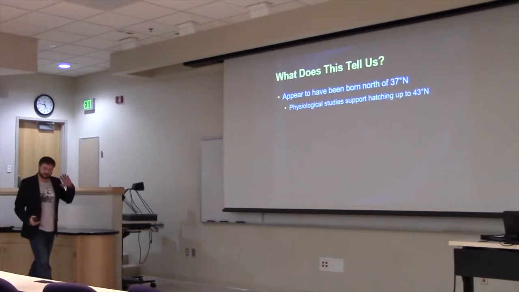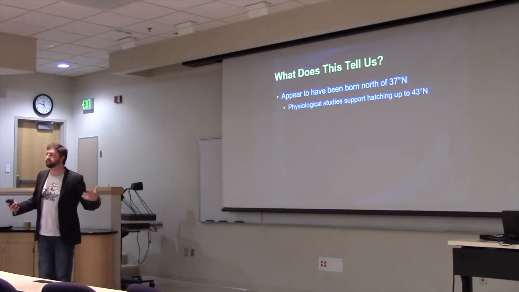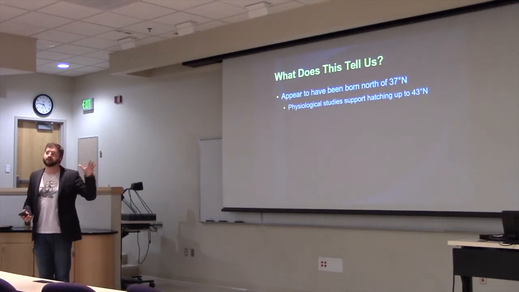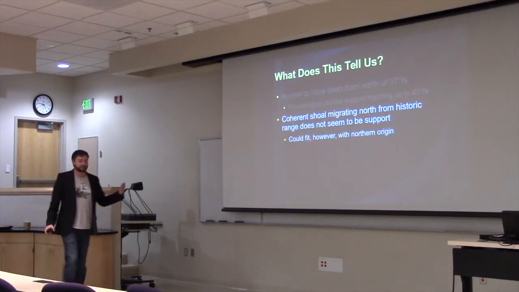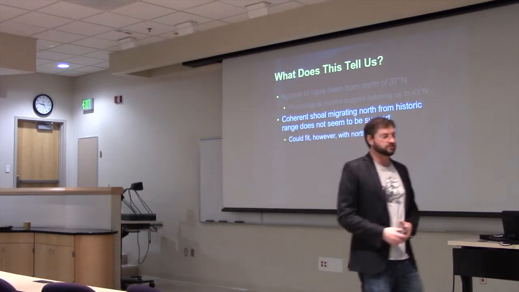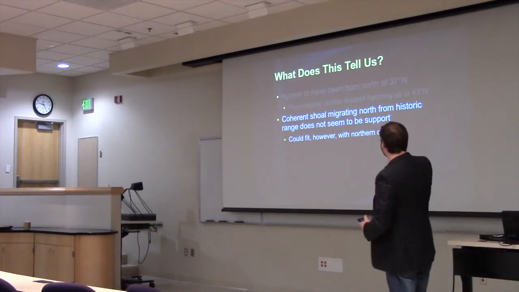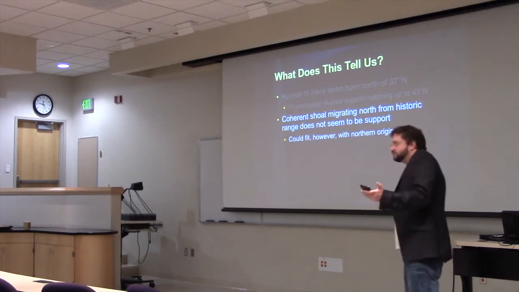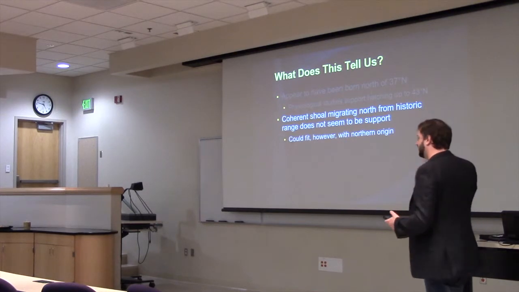I only want to put this out there as a hypothesis, not a firm conclusion, because there's a lot of other evidence that needs to be put together before we can actually start saying this might be a problem. It also doesn't fit that they're forming this coherent shoal and moving all together as a group. There are also some short-term tagging studies where they've tagged them all in one place, released them again, and they go other places. If they all were born here, moved around, and ended up here, that could have been northern origin. You wouldn't expect them all to group together like that.